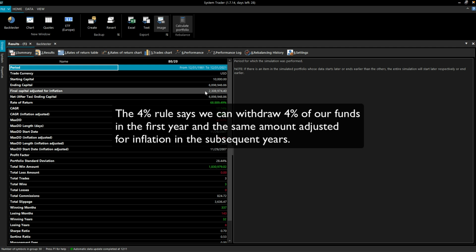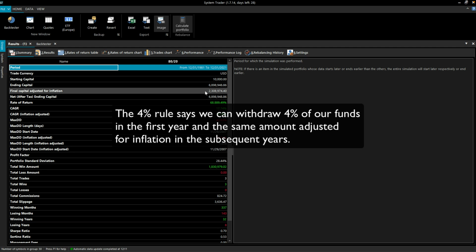Why? Because the 4% rule says that if you have capital, of which 4% allows you to satisfy all your annual expenses, then you are free, because even if you adjust that amount in subsequent years by inflation, you can actually do it forever.